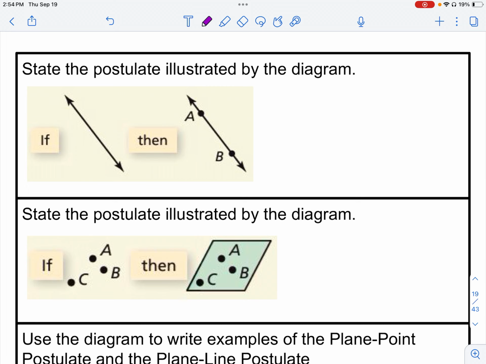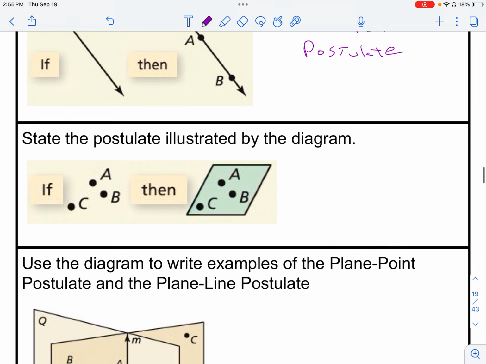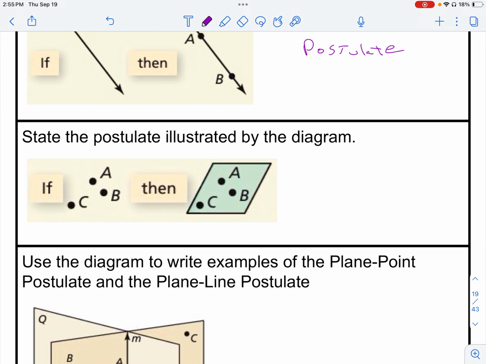Why don't you pause the video, attempt the next 2 on your own, and then restart it, and we'll see how you did. All right, now that you attempted it, let's see what we got. If we have a line, then we have at least 2 points. That's the line-point postulate. And then here, if we've got 3 points, then we have a plane that all those points are on. That is our 3-point postulate.